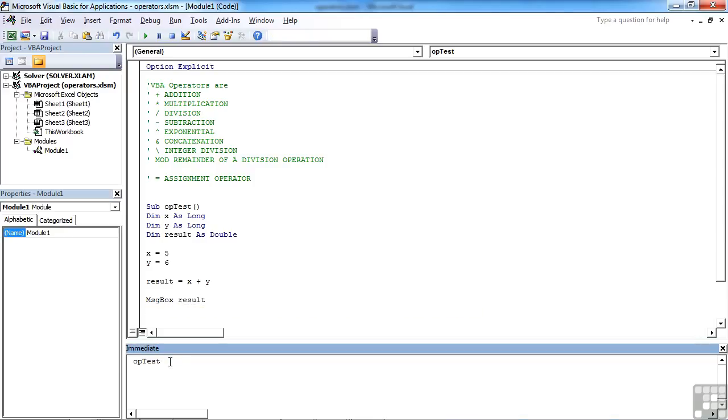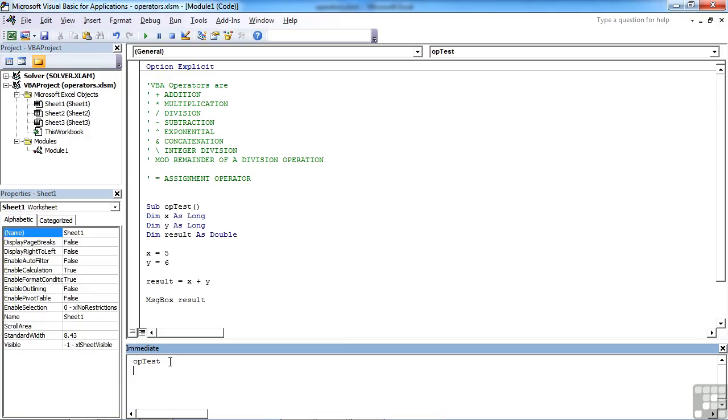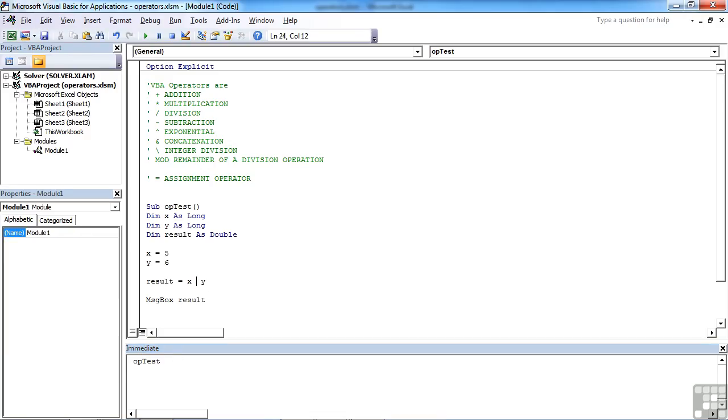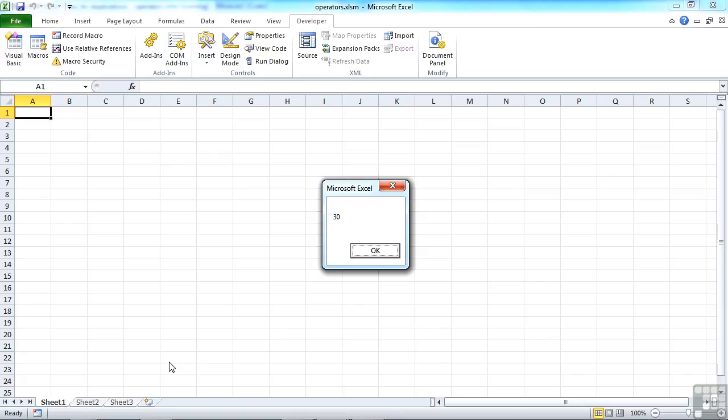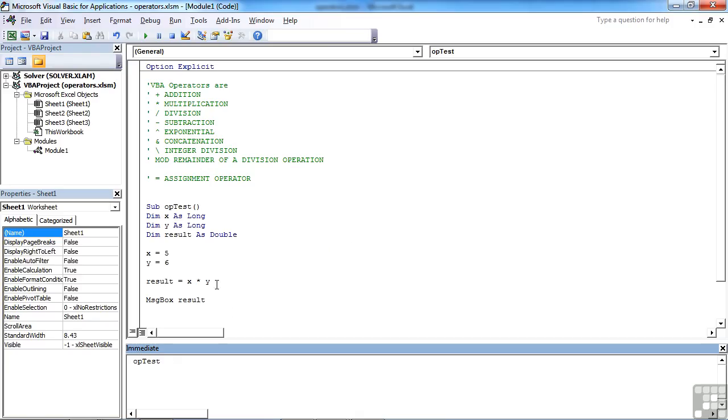We come down to the immediate window, return. So we're looking for x plus y, x is 5, y is 6, the result should be 11. Hey presto, 11. We can then change that operator to multiplication, come down and run again. Now we're looking at 5 times 6, 30. I'm doing okay so far.